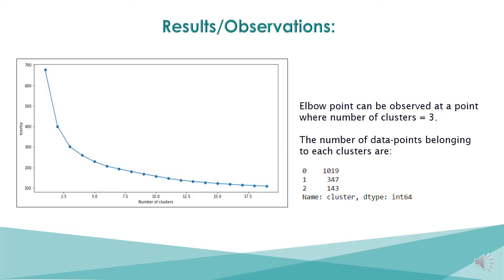But to find the number of clusters that the data should have, we apply the algorithm on different numbers of clusters and calculate the loss function. The elbow point on the graph gives the optimal number of clusters that the data should have. Here we can see that the elbow point is at the number of clusters equal to 3. So this data has 3 different behaviors. Also, the number of data points belonging to each cluster is shown here too.